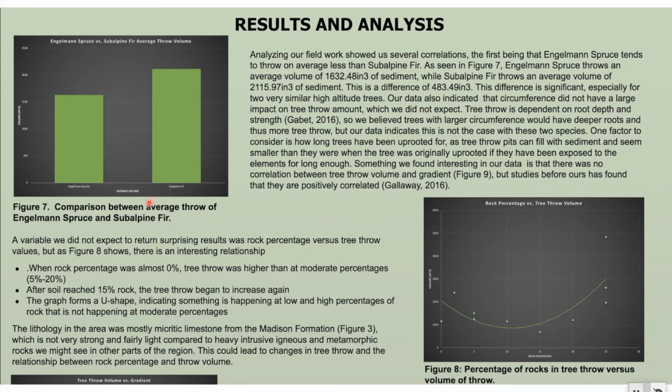We also found that tree circumference did not have a large impact on tree throw amount, which we did not expect to find. We actually thought that the bigger circumference of the tree would mean more roots, and because tree throw is dependent on root depth and strength, we believe that trees with larger circumference would have deeper roots and more tree throw, but our data actually indicated that this is not the case with these two species.